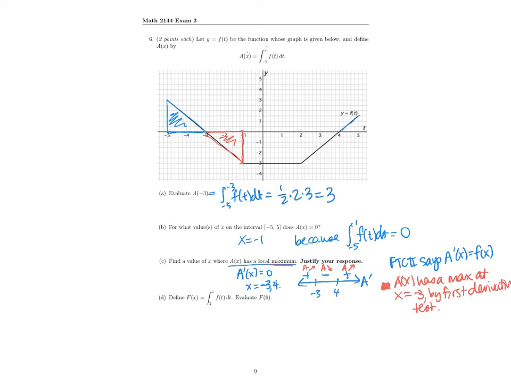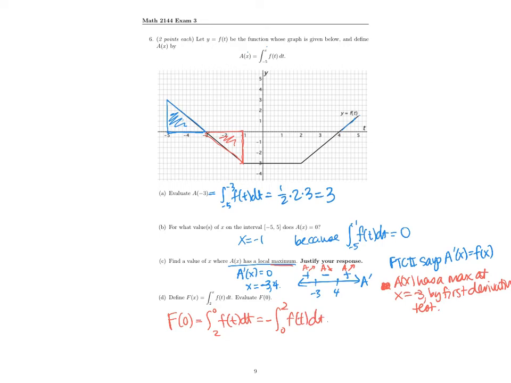Okay, the next one, I want to define capital F of x to be the integral from 2 to x of f of t dt. And it wants me to find capital F of 0. So capital F of 0 is going to be the integral from 2 to 0 of f of t dt. One thing you might notice is that my bounds are in decreasing order, so I can switch my bounds by making this negative.